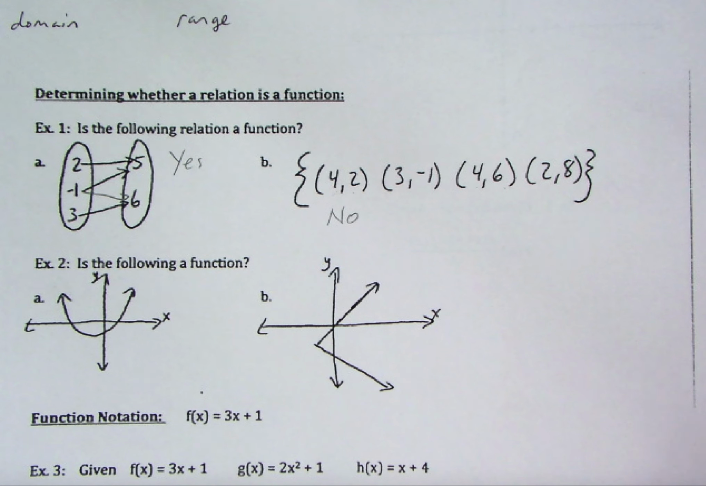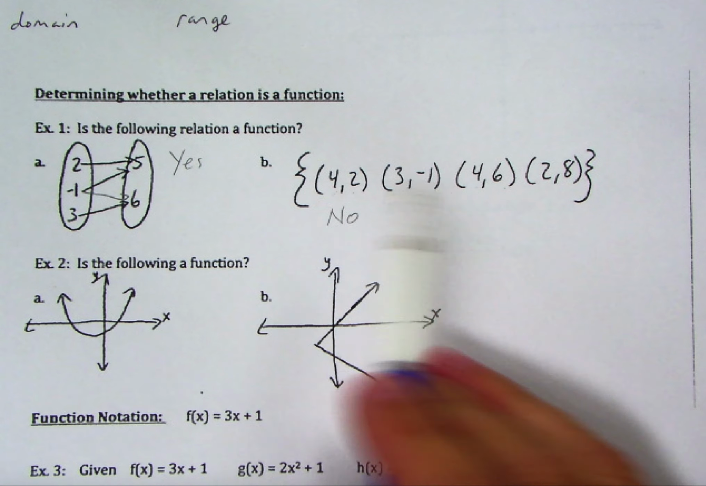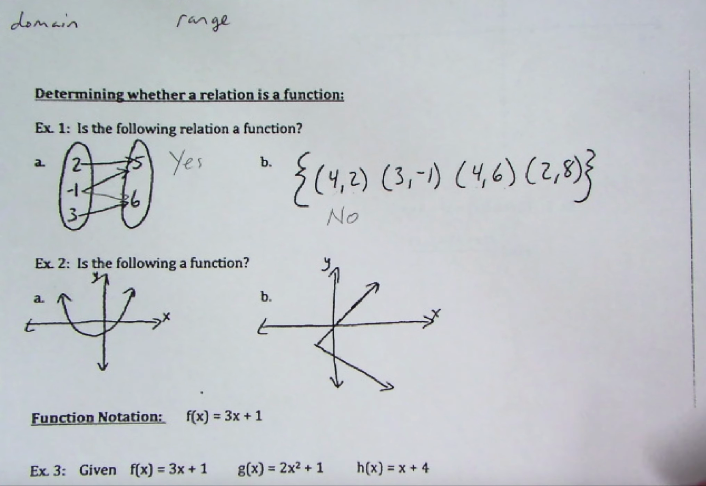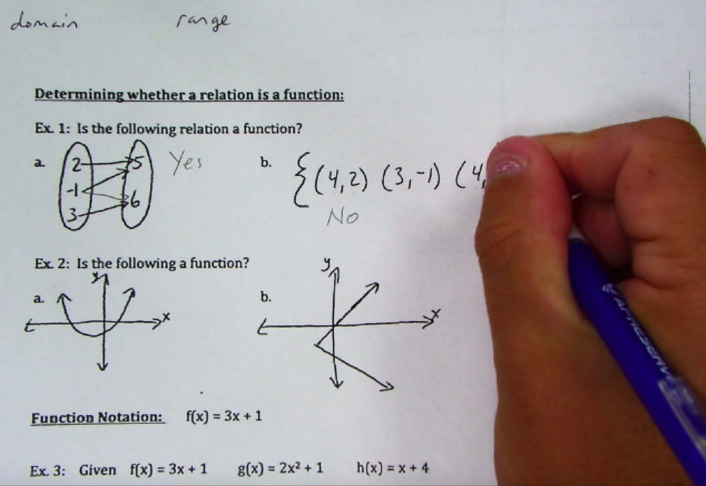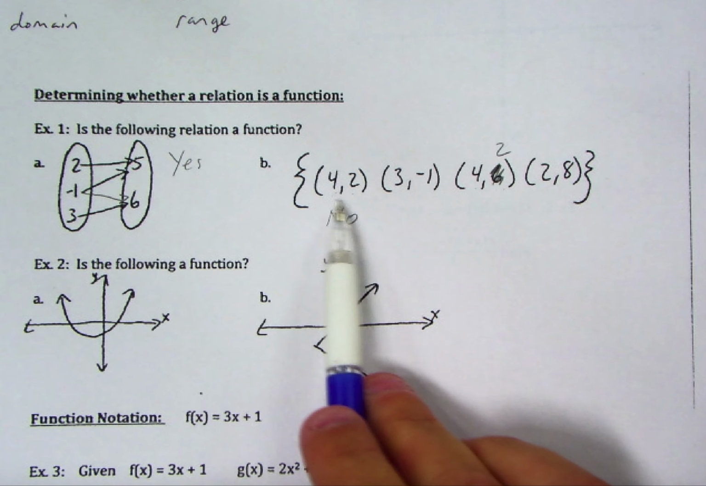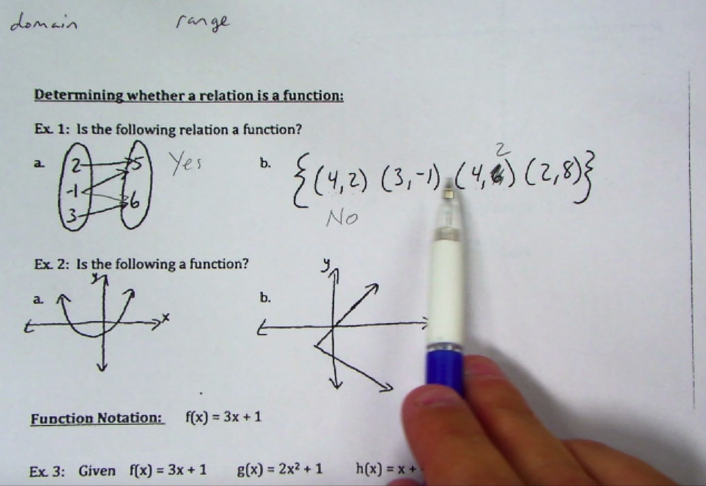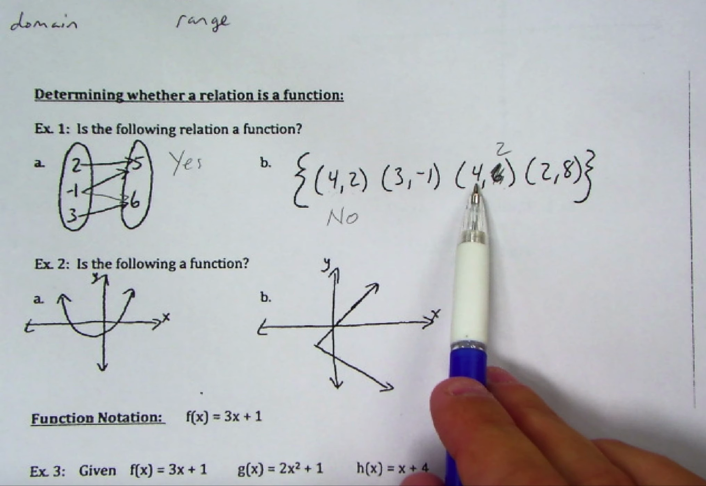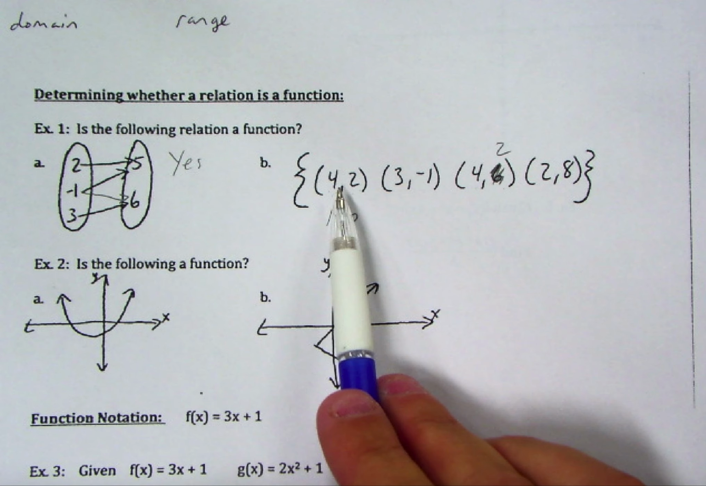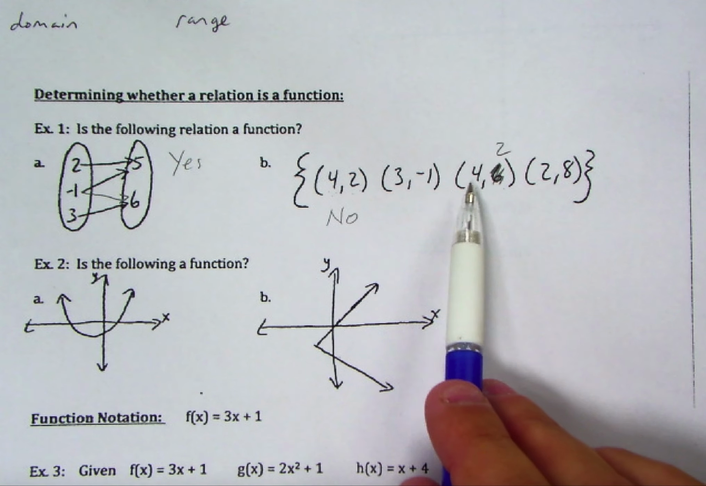Where students tend to go wrong in their thinking is they think if the x value repeats, it's not a function. And that's not true. If I had made this ordered pair 4, 2, you input 4, you get 2. The next time you input 4, you get 2. This is fine. So it has nothing to do with the x value repeating. It's all about, if it does repeat, do you get different outputs?